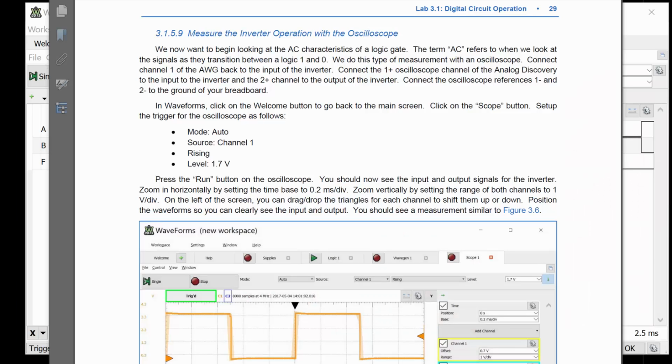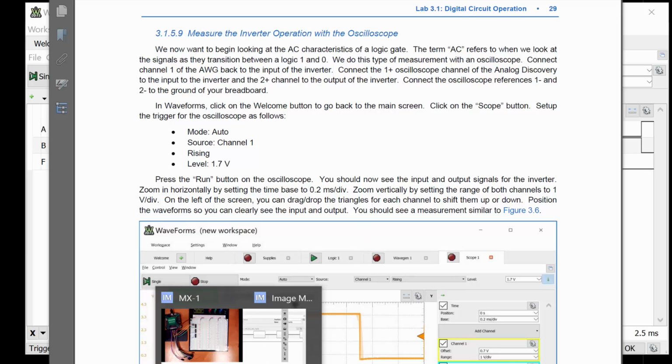Now we're ready to start looking at the analog behavior of the inverter, and we do this with an oscilloscope. So the next section, what we want to do is disconnect the logic analyzer, and we'll hook up the oscilloscope to the inverter. We're just going to look at the analog behavior of the inverter because it kind of represents all the other gates in terms of how they transition.